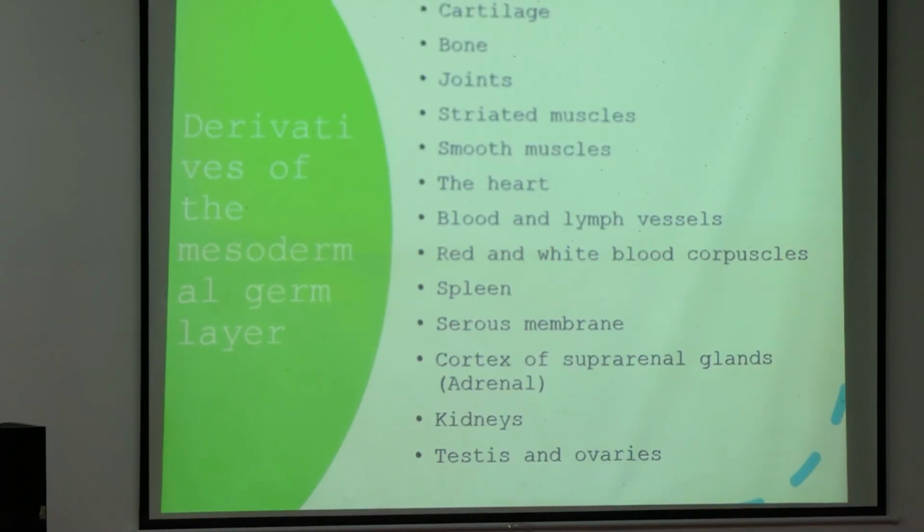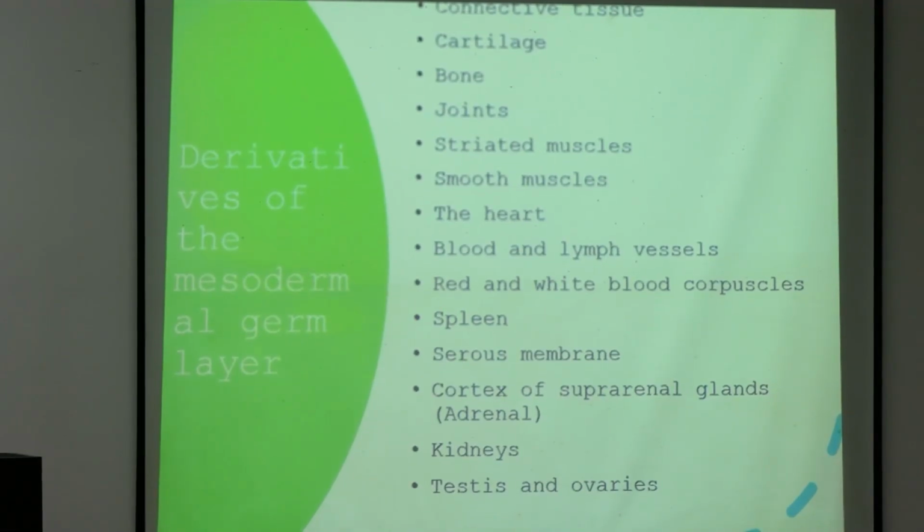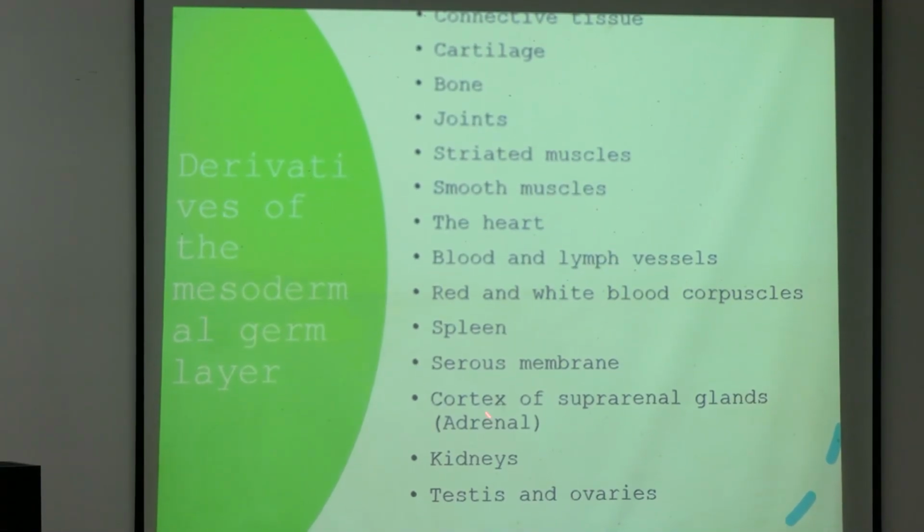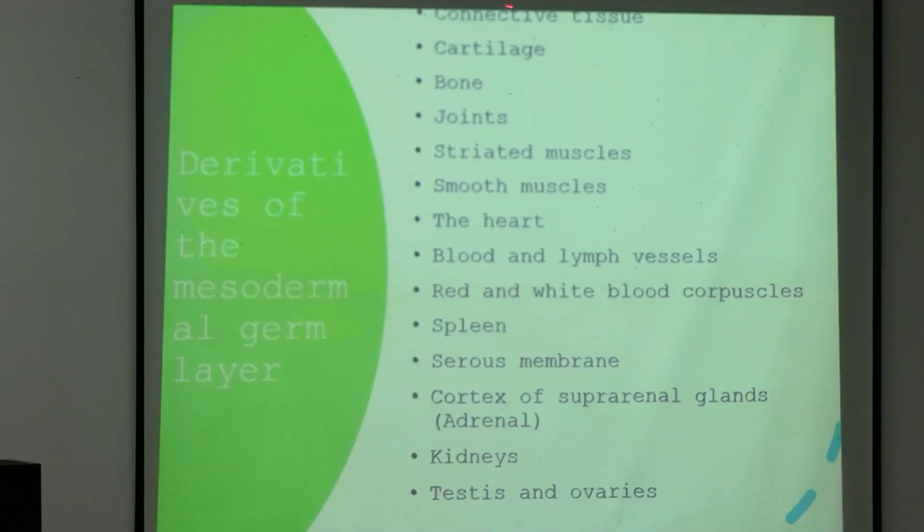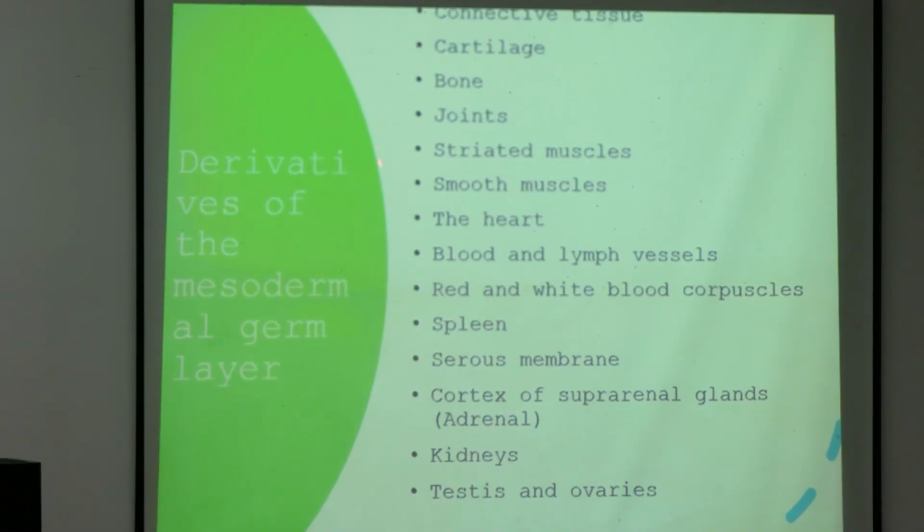Now, these are the derivatives of mesoderm. You can just go through it. The connective tissue, cartilage and everything develops. All major organs actually develop from mesoderm, and the most important thing I want to tell you, all the muscles develop from mesoderm.